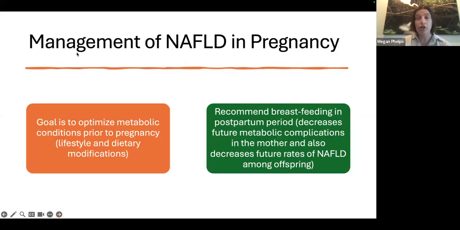There are no guidelines currently on the management of NAFLD in pregnancy, but probably not surprisingly, the goal would be to optimize any metabolic conditions of the mother prior to the pregnancy, specifically with lifestyle and dietary modifications. And then after pregnancy, the recommendation is breastfeeding. It decreases the risk of complications in the mother, and it actually decreases the rates of the infant having NAFLD themselves in the future.